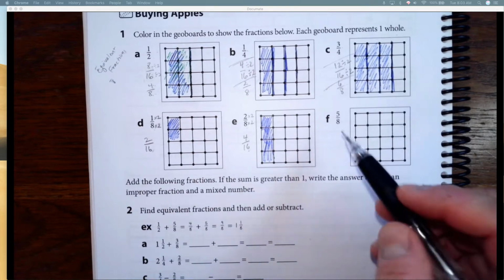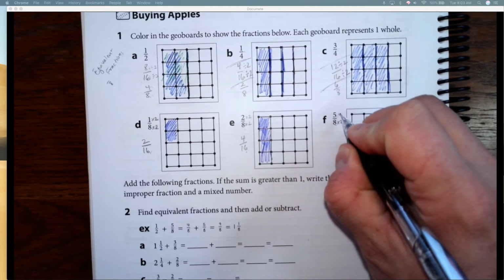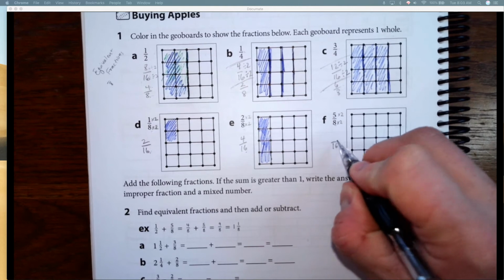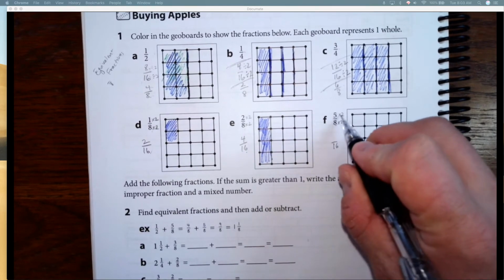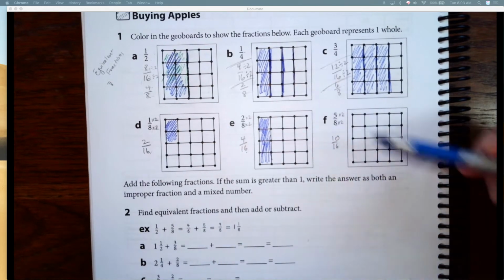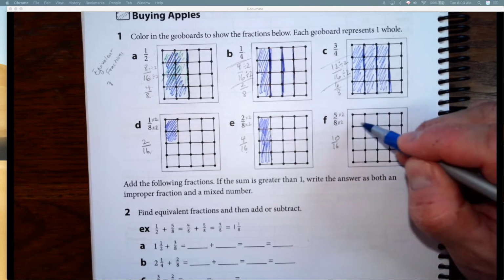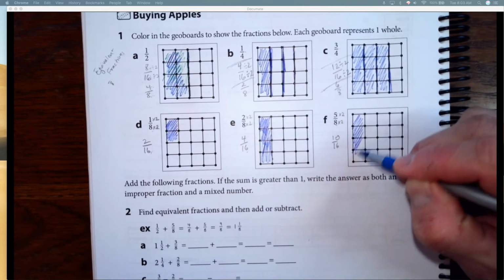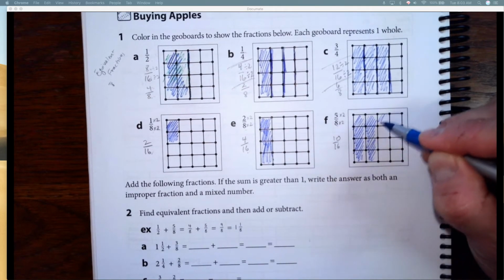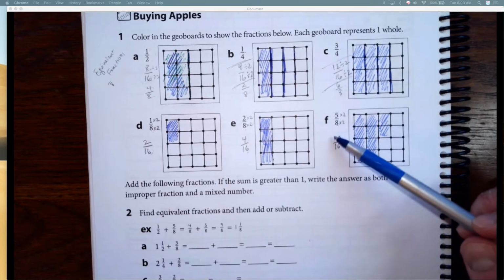All right, so 5/8. We're going to do the same thing. We're going to double the 8, double the 5. So I have 16ths again, and 5 times 2 is 10. 10/16. 5/8 is equivalent to 10/16. So now I'm just going to count out 10. So now I have 1, 2, 3, 4, 5, 6, 7, 8, 9, 10. There we go. 10/16 is equivalent to 5/8.